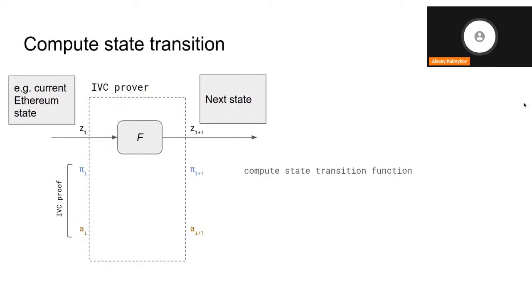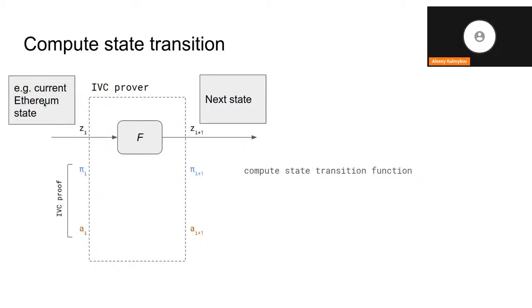So let's take a look at how it works as a bigger picture. Let's say we have a prover that needs to generate the proofs, and it has a constant flow of state transitions. So something new is coming. We have a new input to the prover, Zi. We have a certain function that performs the state change, and we have a new state, Zi plus 1.